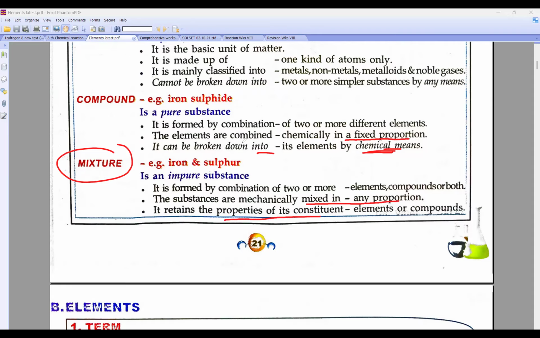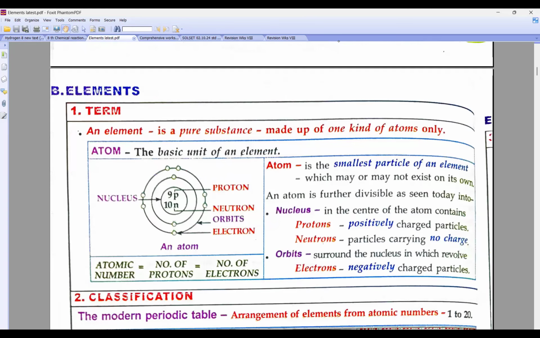Like the example I gave you of bhel. In bhel the taste of chana will be there, the taste of sing will be there, all those things. So let us not waste time on that. Now, what is element? Definition if they ask: it is a pure substance made of one kind of atoms only.